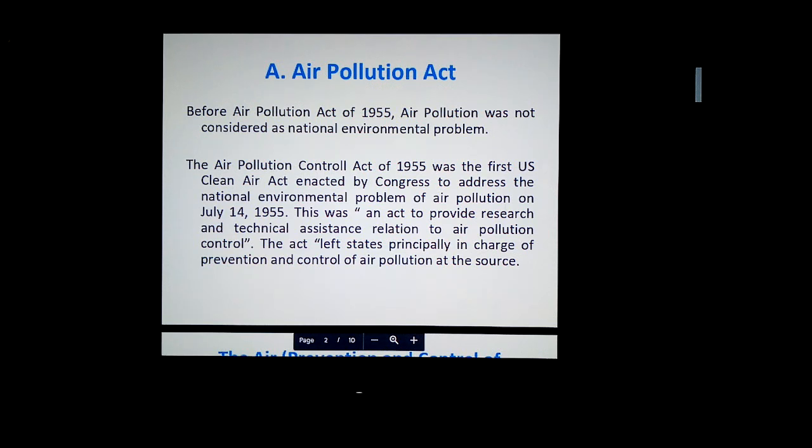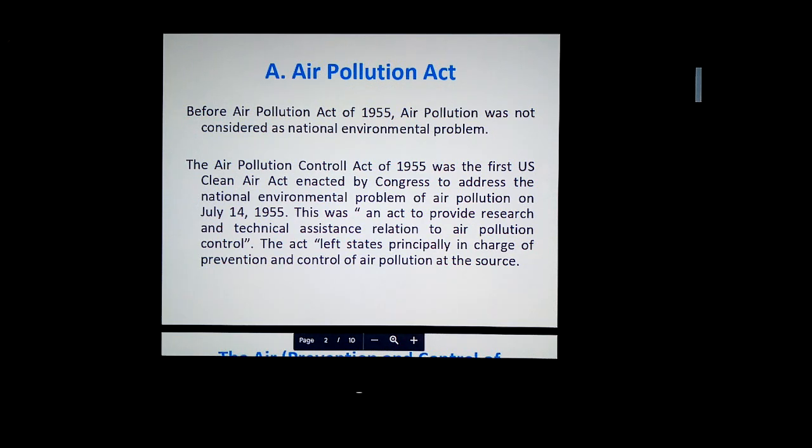Before Air Pollution Act of 1955, air pollution was not considered as national environmental problem. The Air Pollution Control Act of 1955 was the first US Clean Air Act enacted by Congress to address the national environmental problem of air pollution on July 14, 1955. This was an act to provide research and technical assistance in relation to air pollution control.